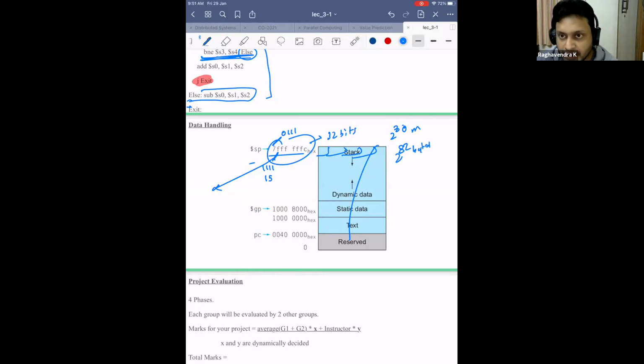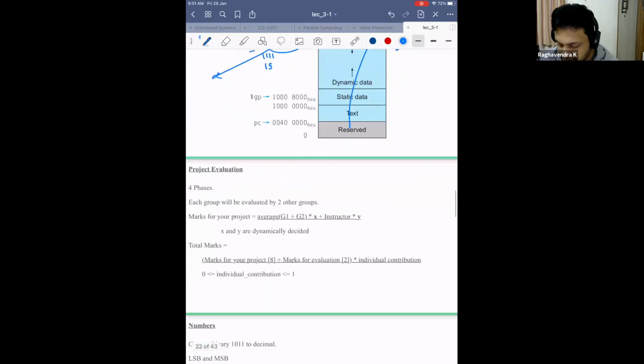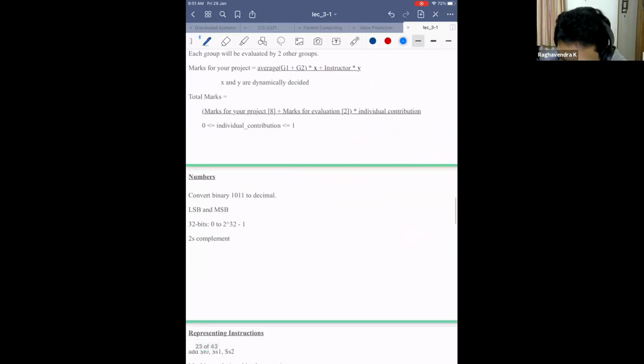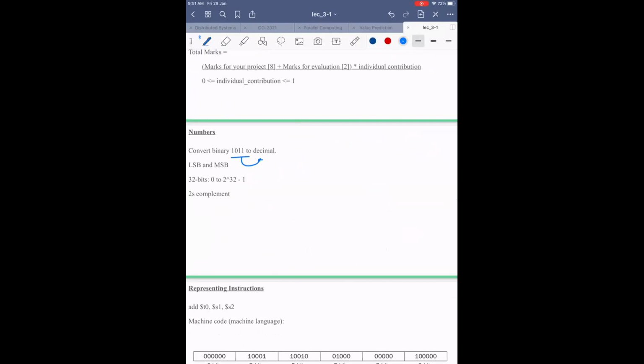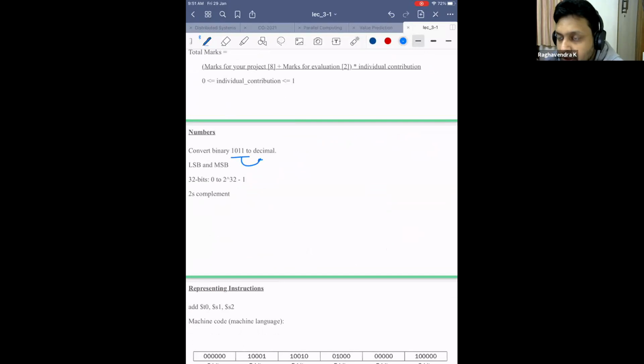Since you have started this, I think I'm a bit worried, so let me ask you these questions. Does everybody understand how to convert 1011 to decimal? Yes, sir. I hope everybody understands how to convert 1011 to decimal. If you are not understanding this, please read your digital electronics. If you're still not understanding, feel free to contact me. I will explain it to you. I love digital electronics.